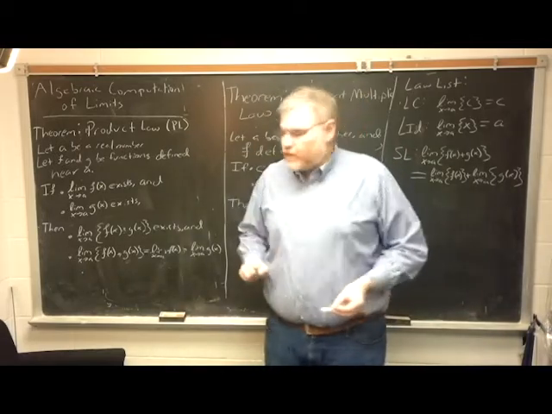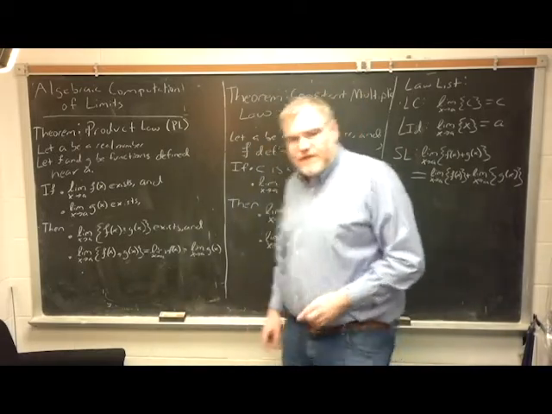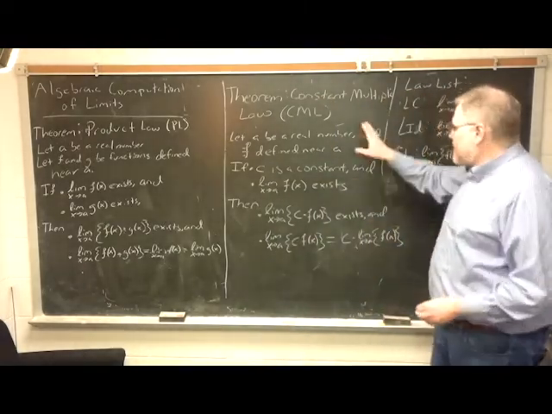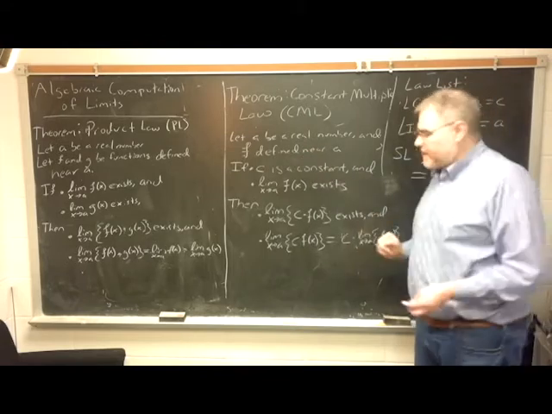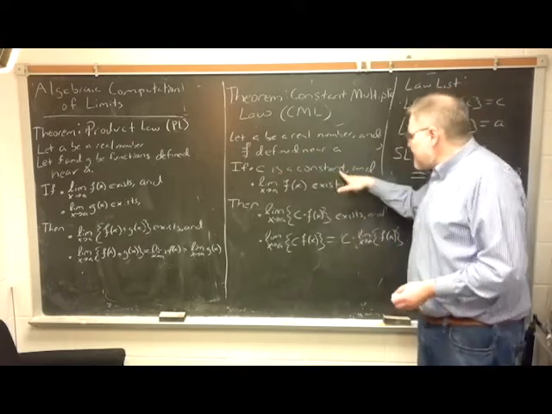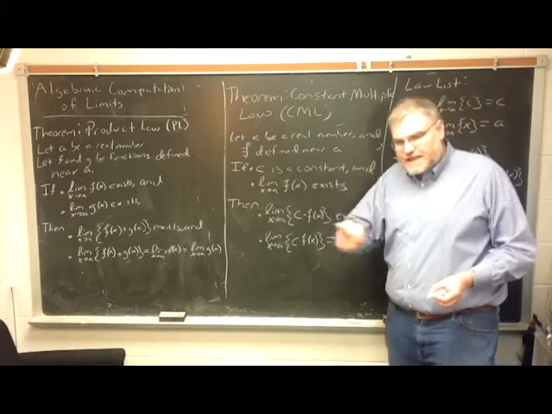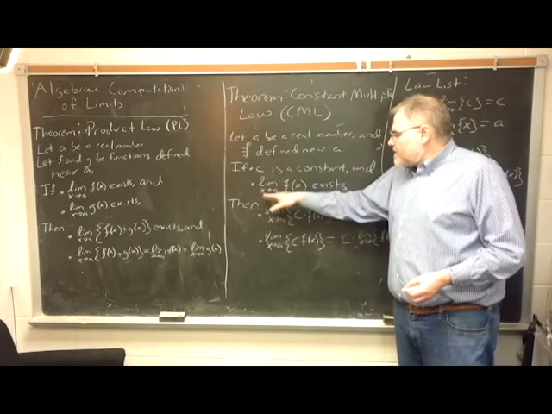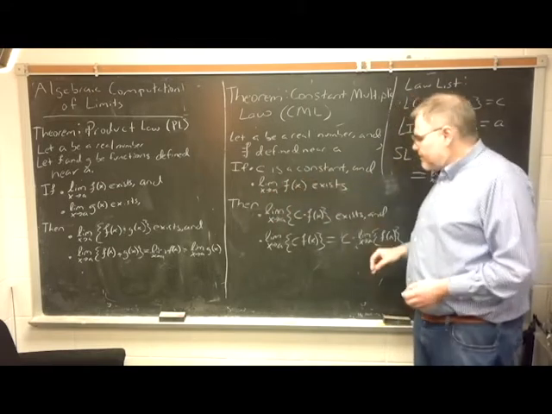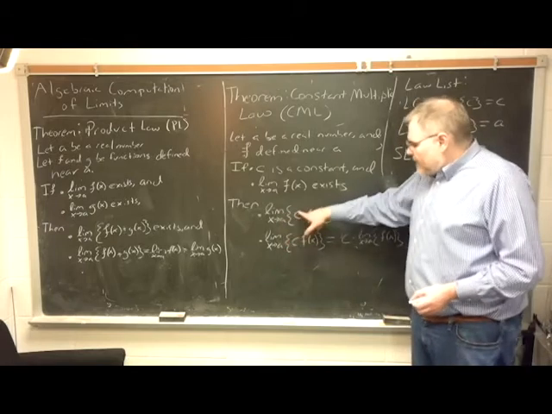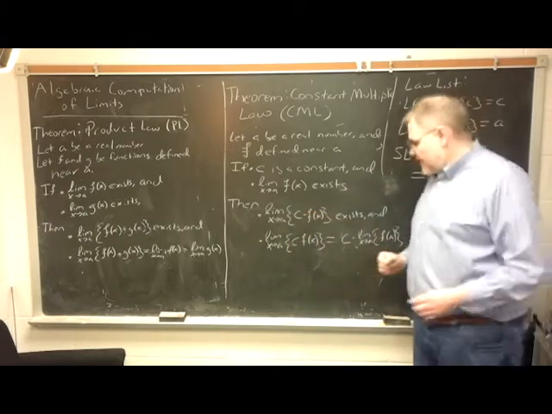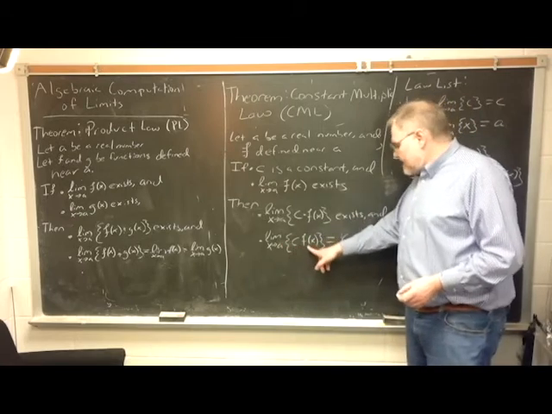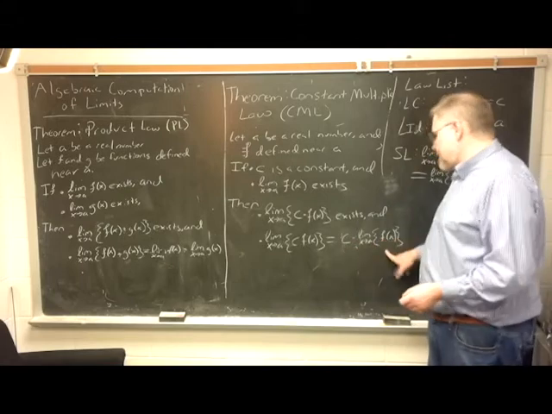Now let's add two more tools to our toolbox. The first one of these is called the constant multiple law. What it says, again, another theorem: let A be a real number and f defined near A, basically how all these things start. If C is a constant, a fixed constant, not moving with the limit sign, and if the limit as x goes to a of f of x exists, then the limit as x goes to a of that constant times f of x also exists, and the limit of the constant times f of x is nothing but the constant times the limit of f of x.